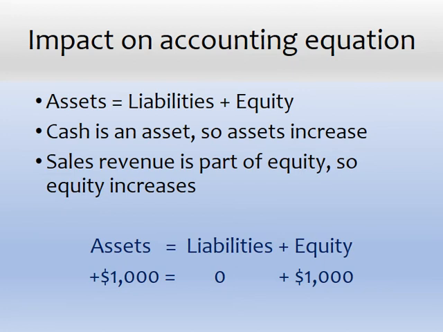Let's talk about the impact on Apple's accounting equation from this one transaction. Remember that the accounting equation is assets equal liabilities plus equity. Cash is an asset, so assets increase. Sales revenue is part of equity, so equity increases. Assets increase by $1,000, as does equity. The accounting equation remains in balance.